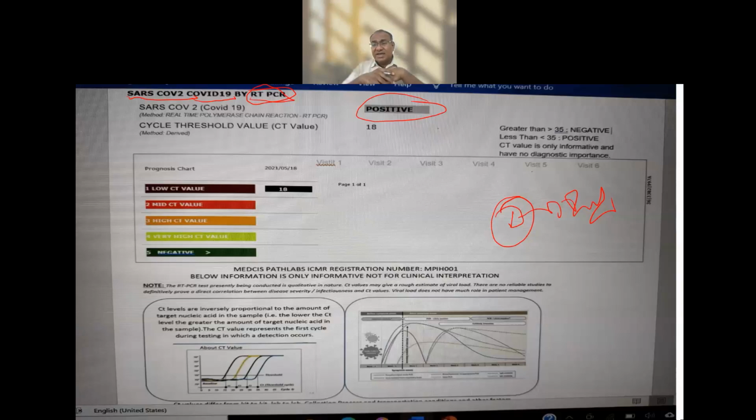Now, which type of disease? I'm giving the example of SARS, meaning COVID-19. We can also find out genetic disorders here.